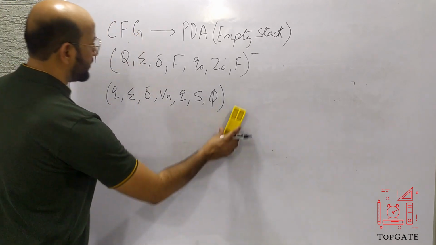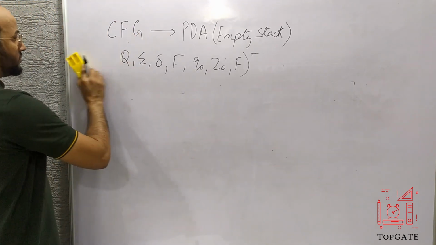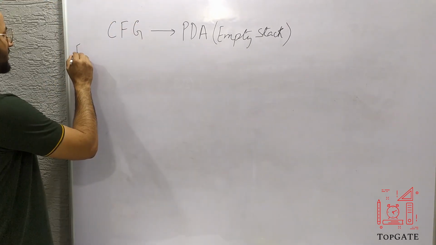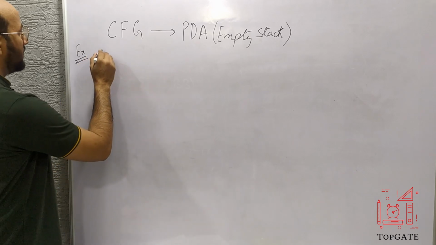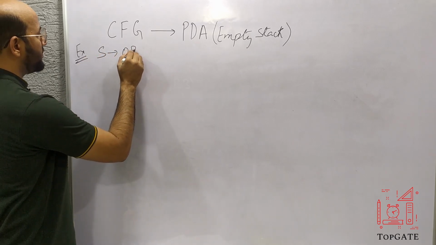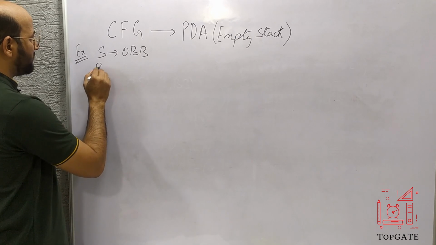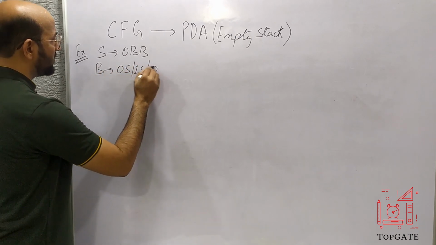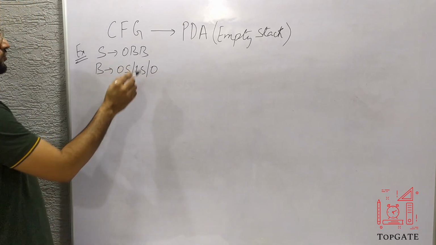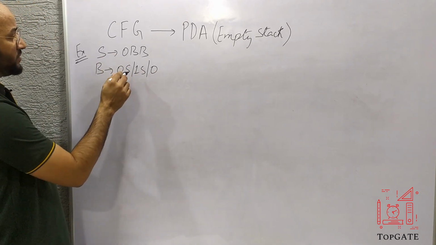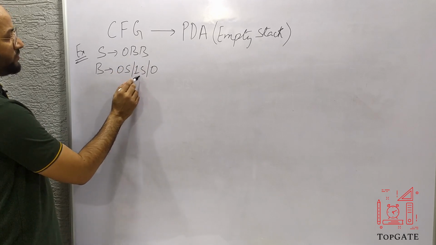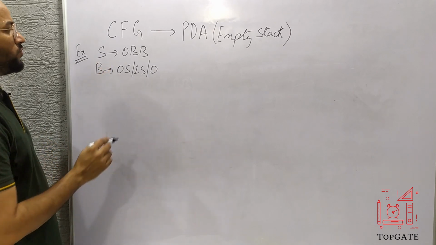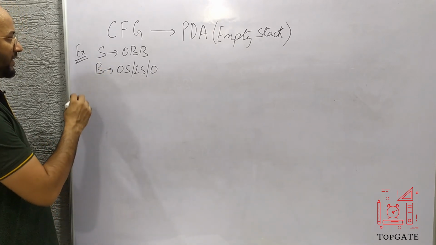Okay, now let's take another example that is in GNF. Okay, the example is S tends to 0BB and we have B tends to 0S, 1S, or 0. Okay, so we have 4 rules in total and all the rules are in GNF. This one is in GNF, this one is in GNF, this one and this one, so all are in GNF. Okay, now we have to convert this CFG into the equivalent PDA. Okay, so let's define the rules for this one.